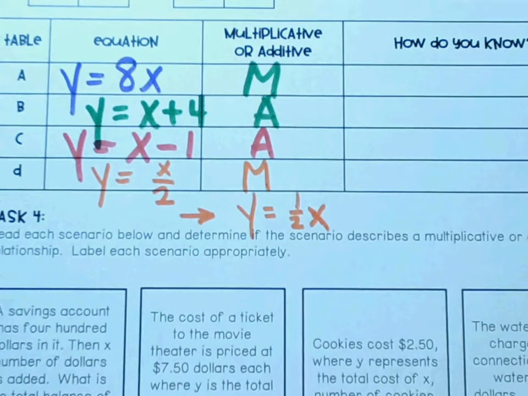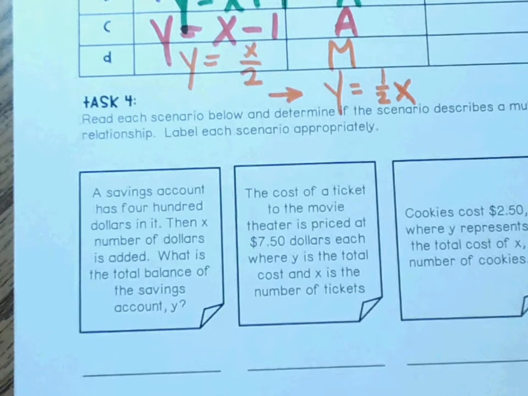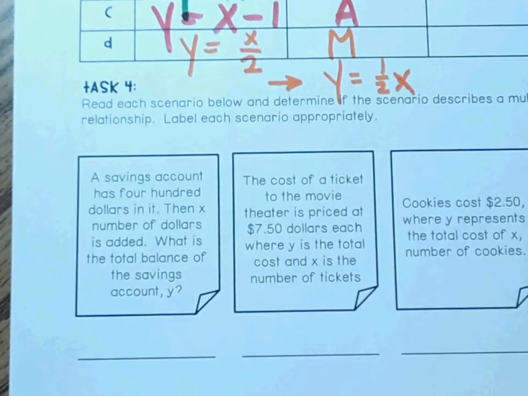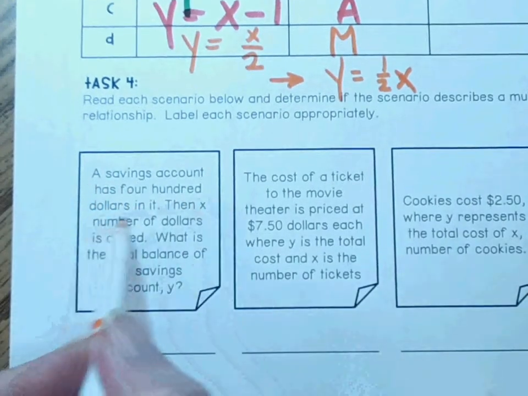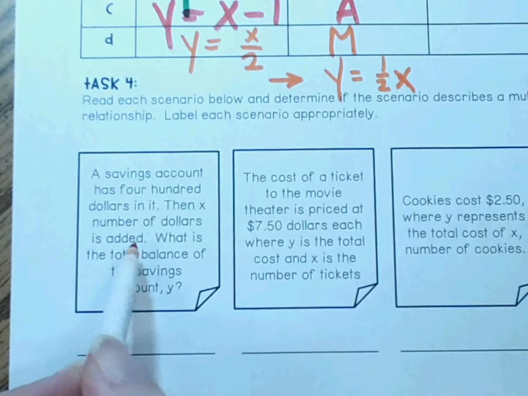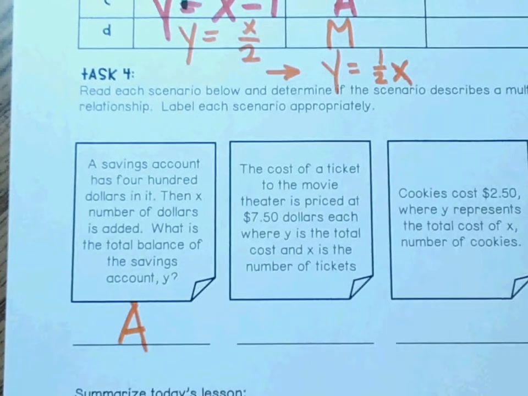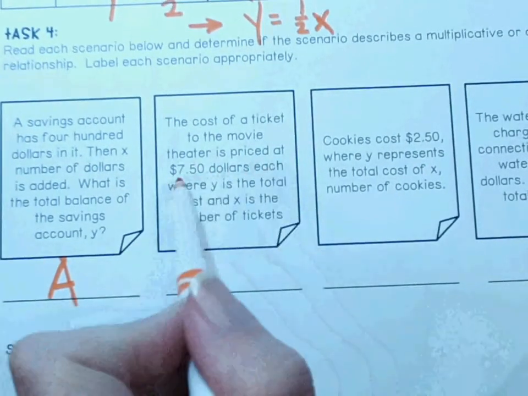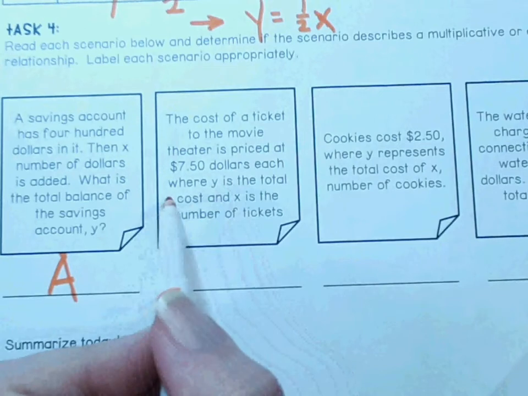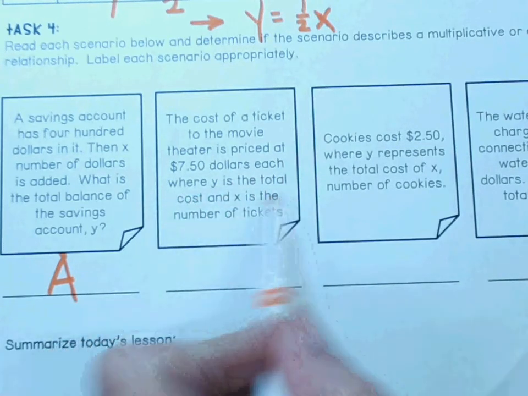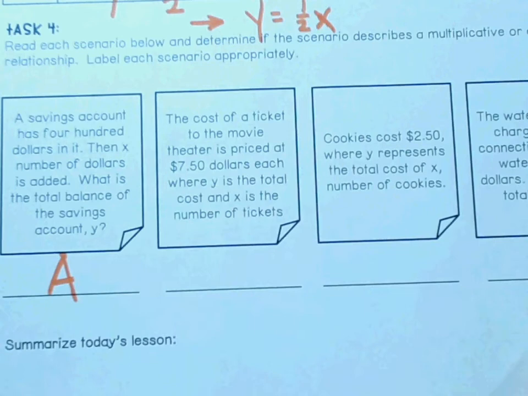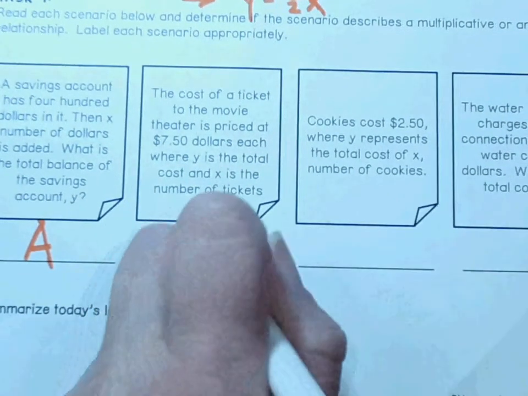Okay. Task 4 is pretty quick. All we have to do is say if it's additive or multiplicative. I'll read it real quick and you decide. A savings account has $400 in it, then X number of dollars is added. What is the total balance of the savings account? Do you think that's additive or multiplicative? So put an A there for additive. The cost of a ticket to the movie theater is priced $7.50 each, where Y is the total cost and X is the number of tickets. Is that additive or multiplicative?